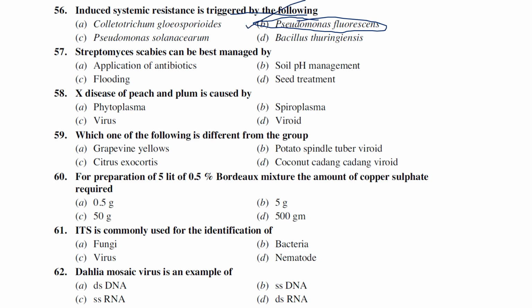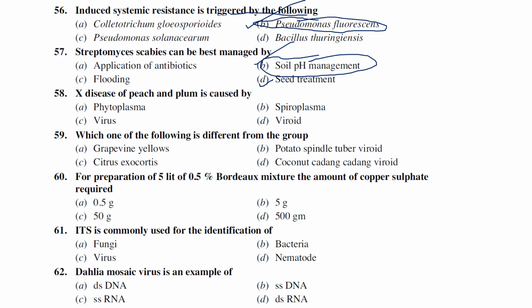Streptomyces scabies can best be managed by application of antibiotics, soil pH management, flooding, or seed treatment. So Streptomyces is best managed by soil pH management. For example, Streptomyces scabies, potato scab is severe at around 8.0, a saline pH, right? Saline, so more than neutral. If you bring down the soil pH to around 5.2 to 5.5, we can effectively manage this potato scab, which is caused by Streptomyces scabies.